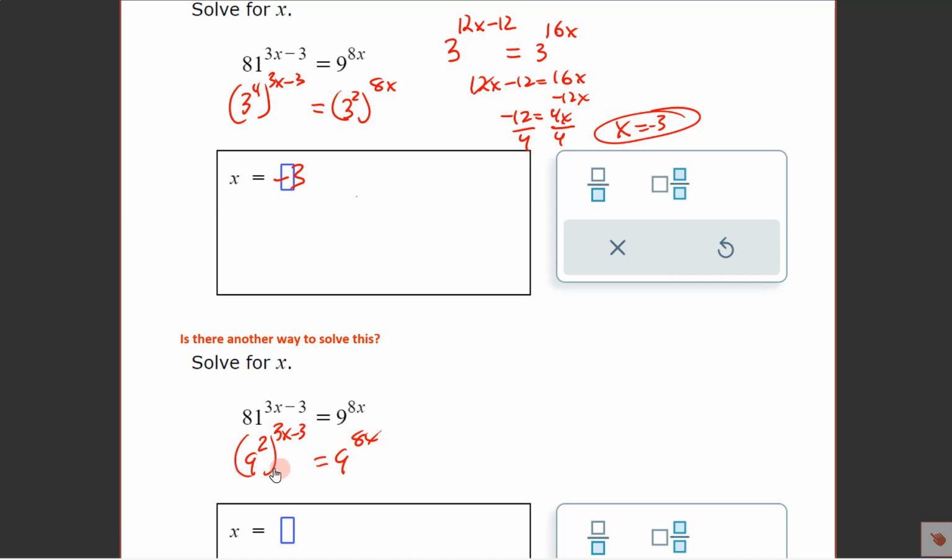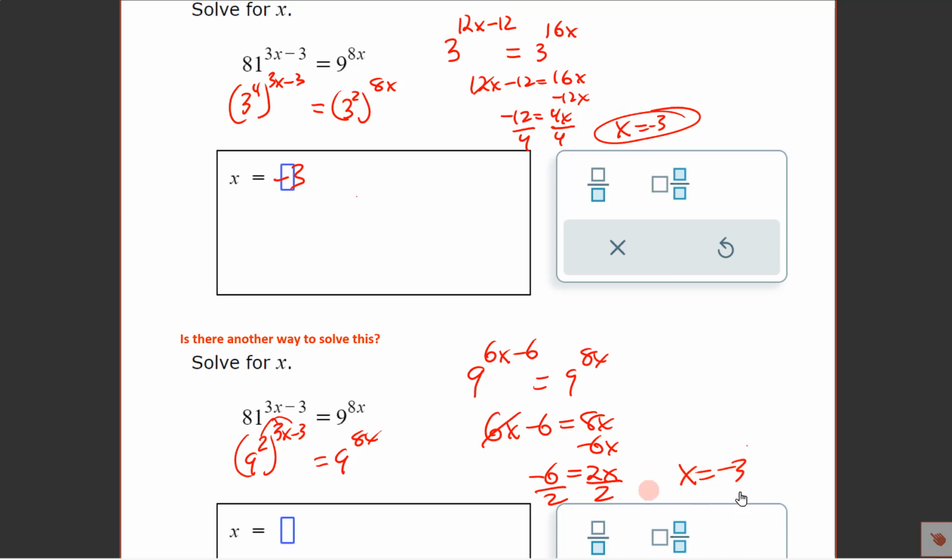The bases are the same, so I'm going to multiply here. So that's going to be 9 to the 6x minus 6. And this is going to be 9 to the 8x. So this is going to be 6x minus 6 equals 8x. Going to move that over by subtracting 6x. Negative 6 equals 2x. There we go. And so we get x equals negative 3.